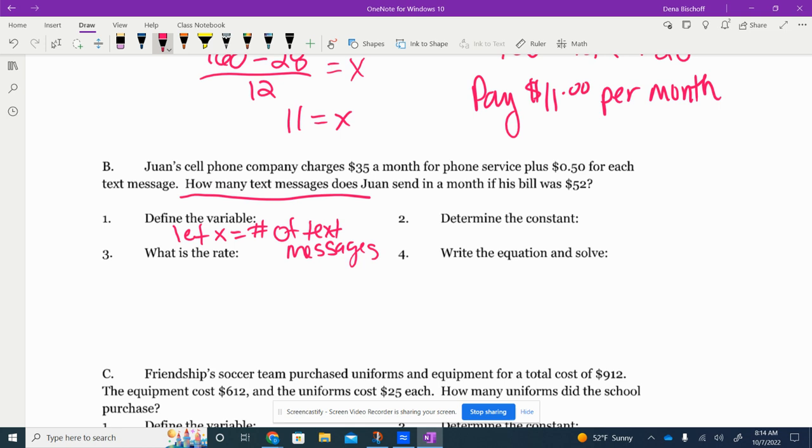Is there a constant in here? Is there a flat fee, something that we know we have to pay every month? The $35, yeah, that's our flat monthly fee. What is the rate? Something that we have to do per or each.